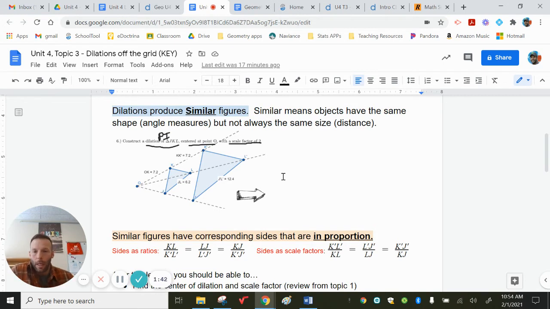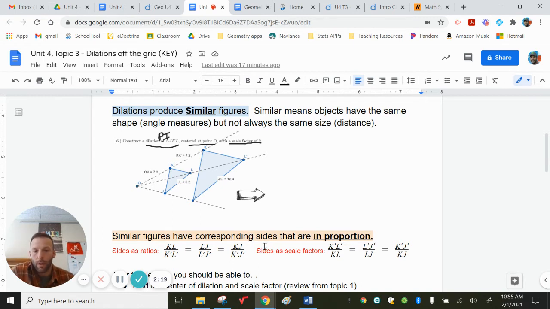And kind of going along with that, similar figures have corresponding sides that are in proportion. So the proportions always have to be consistent. You can write them as ratios from the pre-image to the image, or you can write them as scale factors from the image to the pre-image. But notice how in this one where the sides are written as ratios, all the sides of the same triangle are on top and all of the sides of the other triangle on the bottom. Whereas here, with the scale factors, it's always image sides over pre-image sides.